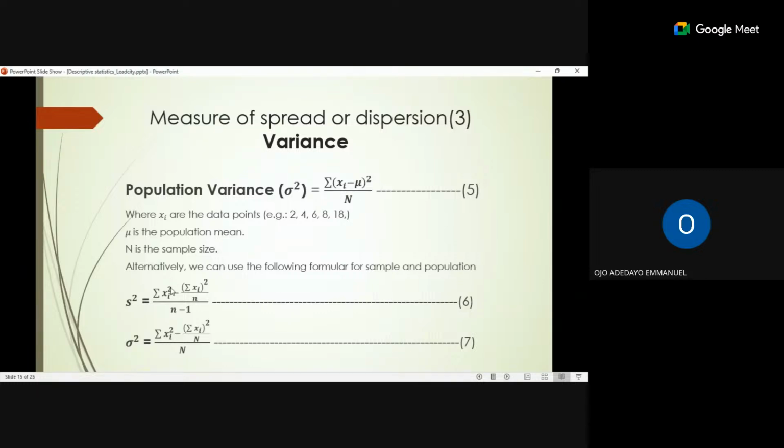Please note this. Summation x square simply means that you square your x's first before you add them together. But summation x all square simply means that you sum all these x's together, then the value you get, you square it. Then you have this, divided by n, which is the number of observations that you have. The division by n there is strictly for this. It does not affect this.